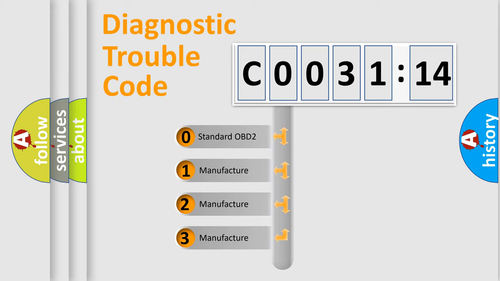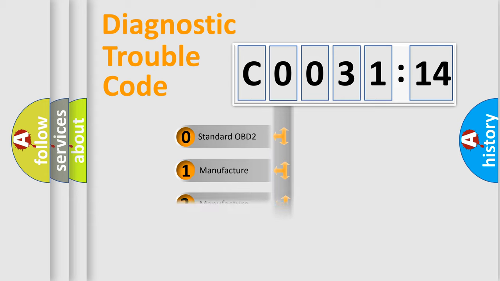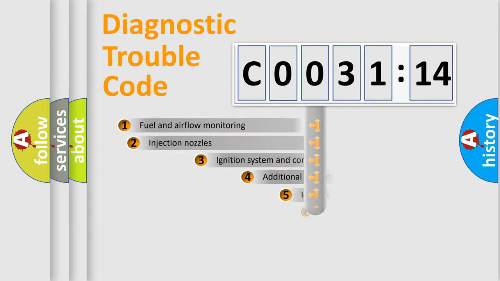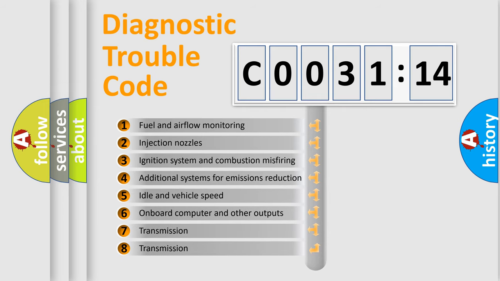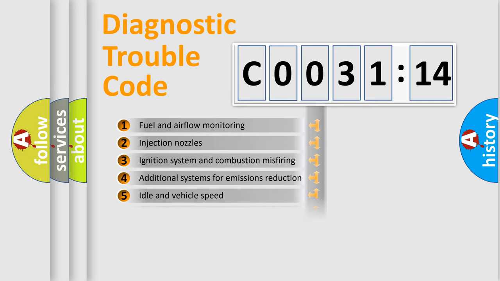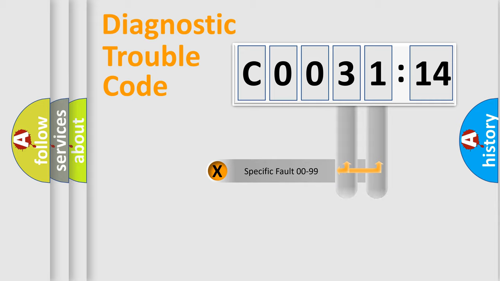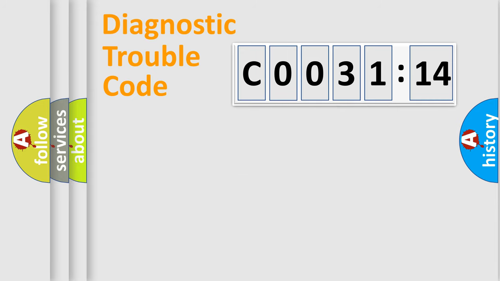If the second character is expressed as zero, it is a standardized error. In the case of numbers 1, 2, 3, it is a more specific, car-specific error. The third character specifies a subset of errors. The distribution shown is valid only for the standardized DTC code. Only the last two characters define the specific fault of the group.